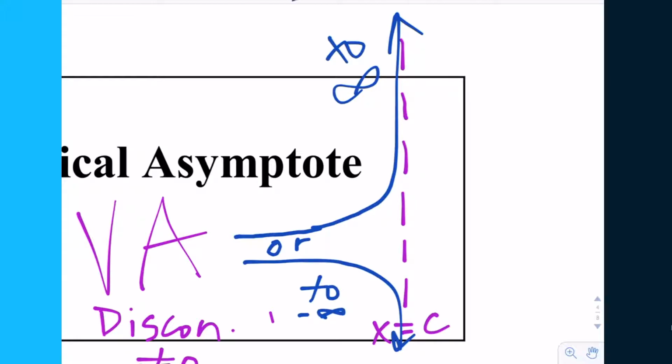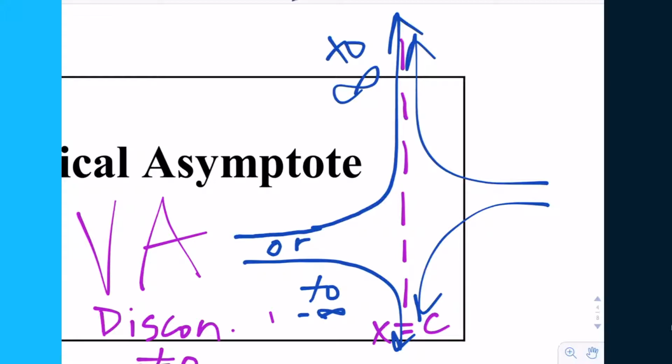Now, can it do both of those on one side of C? No, because then it would not be a what? A function. It would fail the vertical line test. But it could do one or the other or neither. Okay, some functions only live on one side of their vertical asymptote. But if it's doing anything, it's going to do one of those two things. And similarly, on the other side, you have those two options.